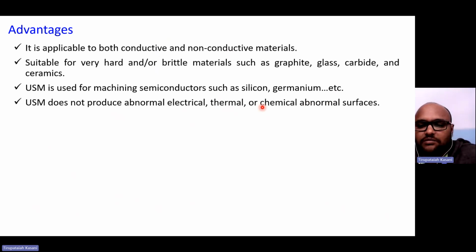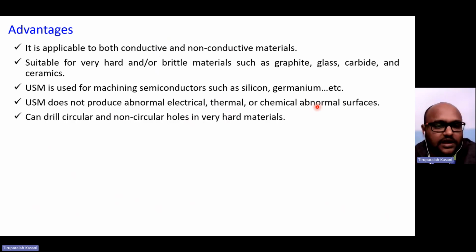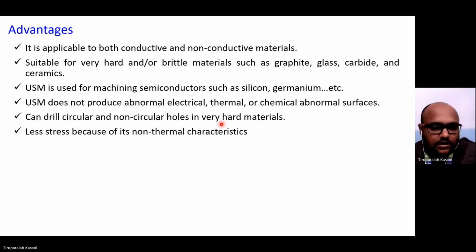And here it is the chemical abnormal surfaces. See here, no chemicals are involved, only water and abrasive particles. If chemicals are involved, if I am using some chemicals in the form of slurry, then the machined surface may get affected. It can drill circular and non-circular holes in very hard materials. There is less stress because of its non-thermal characteristics. There is no high amount of heat generation at the machining zone.